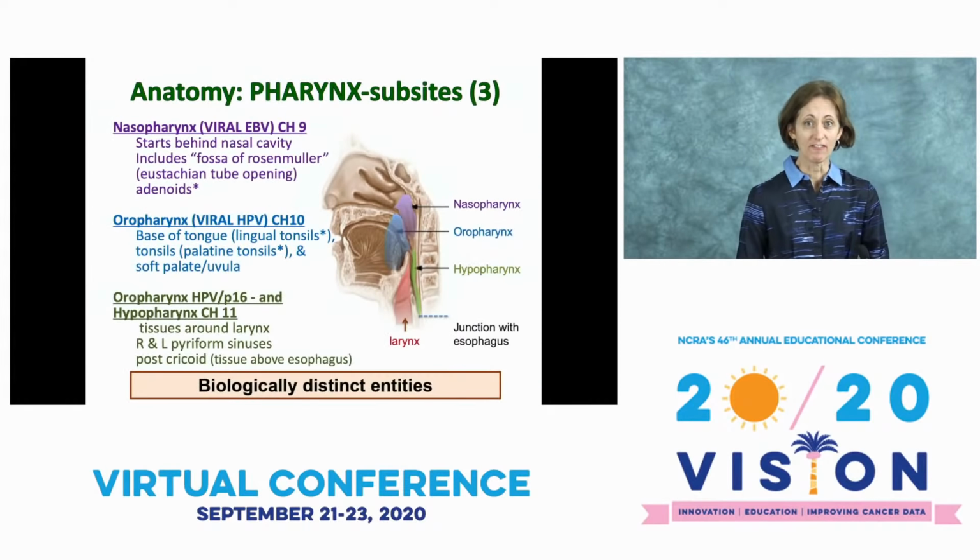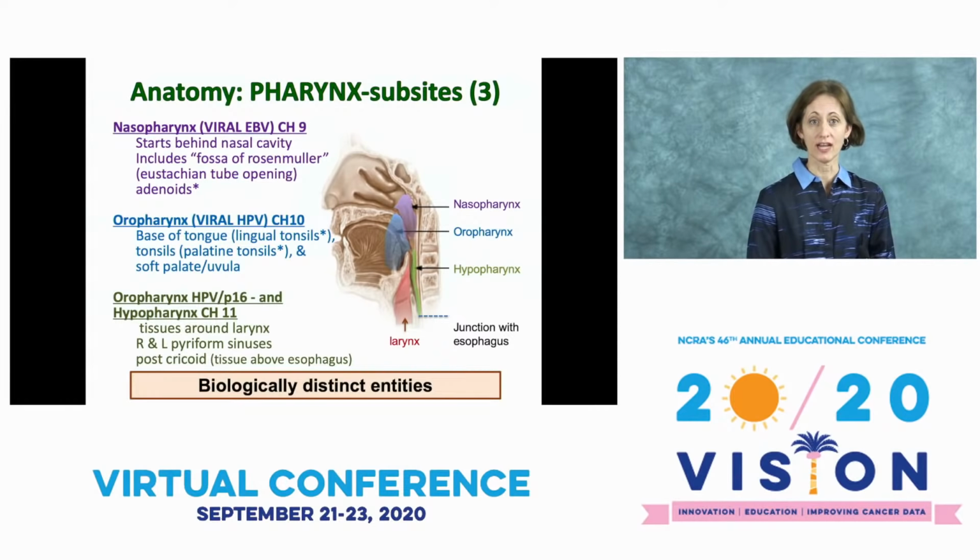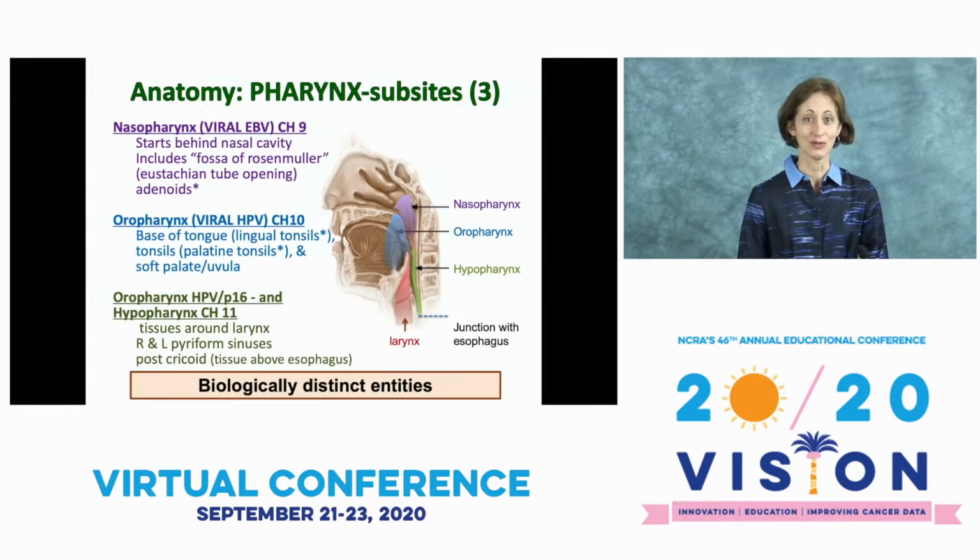So if we talk about pharynx just briefly, just to understand the chapters in AJCC and how we reach the correct one to use for staging, the nasopharynx is often associated with a virus, Epstein-Barr virus, EBV, that's chapter 9, and it is higher than the oral pharynx, but part of that upper respiratory tract, beginning behind the nose and going down along what's called the fossa of Rosenmuller, which is where your eustachian tubes open next to your adenoids. So that's the lymphoid tissue there.